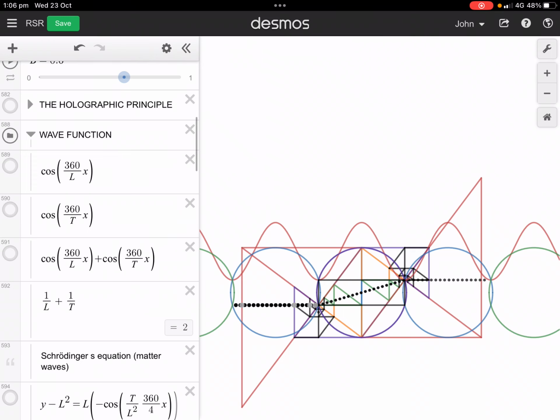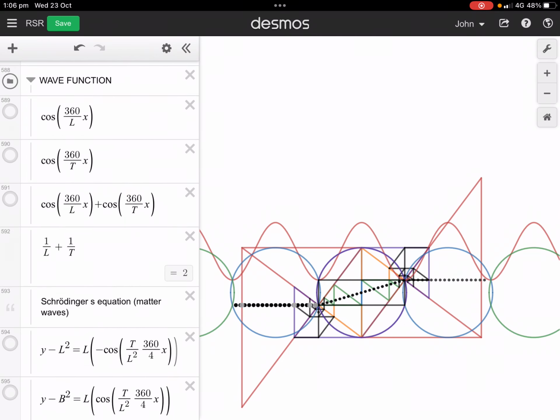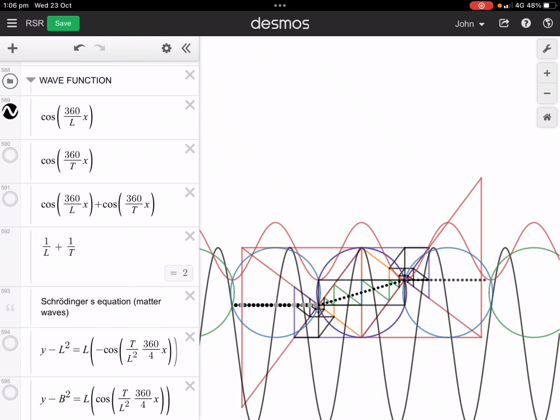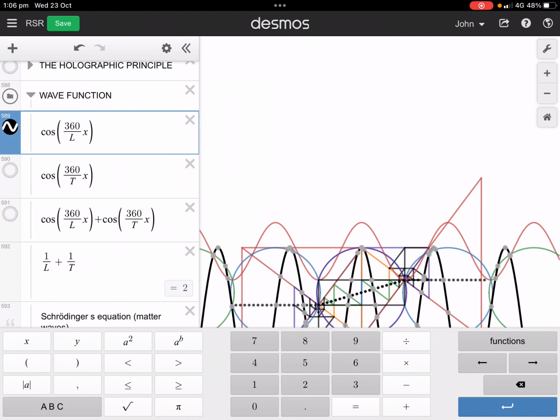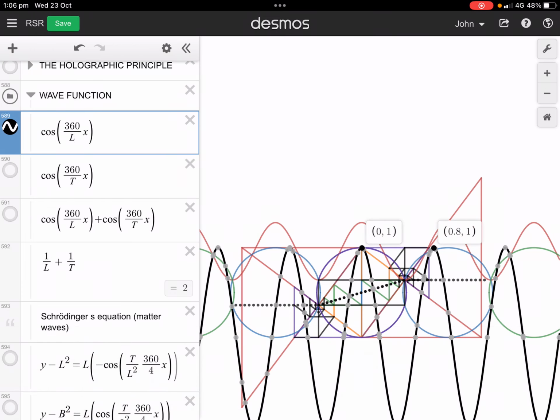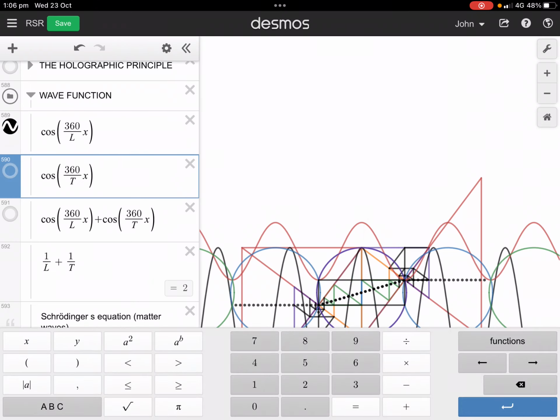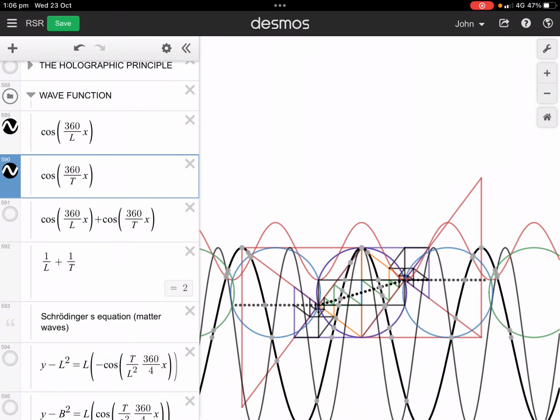Now I think I've discovered Schrodinger's equation, which is a matter wave. But let me just start by introducing the normal light wave equation. So this would be 360 over L, and that'll give me the wavelength. See there, it's 0.8, so those crests are 0.8 away from each other, so that's the wavelength. Notice that it's 1 over L, not L. And then to get the period, notice it's 1 over T.